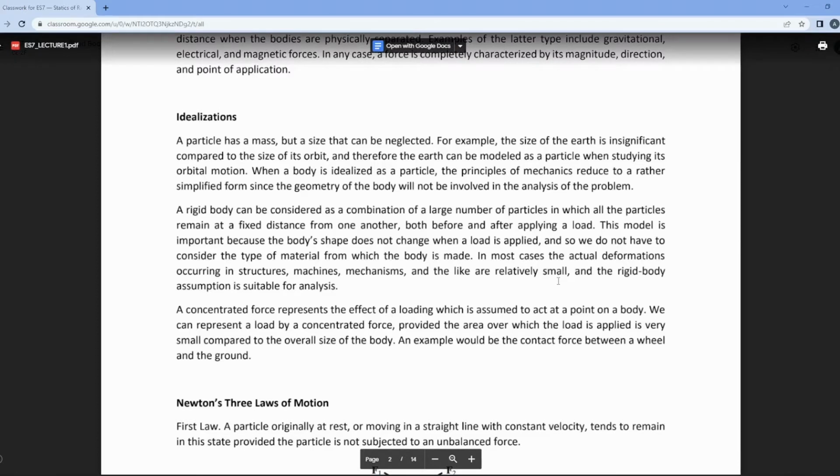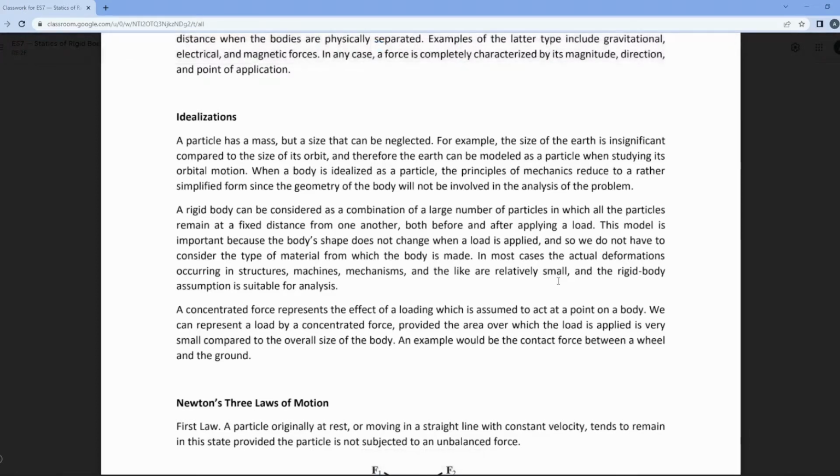In most cases, the actual deformations occurring in structures, machines, mechanisms, and the like are relatively small. And the rigid body assumption is suitable for analysis. So, kung ang length ng isang rod, let's say, is 5 meters, and ang deformation is 0.0001 millimeter, oh, diba, super liit, we can assume na parang hindi siya nag-change, parang hindi naman ganun ka grabe, no? Parang ganun, hindi siya ganun ka important.